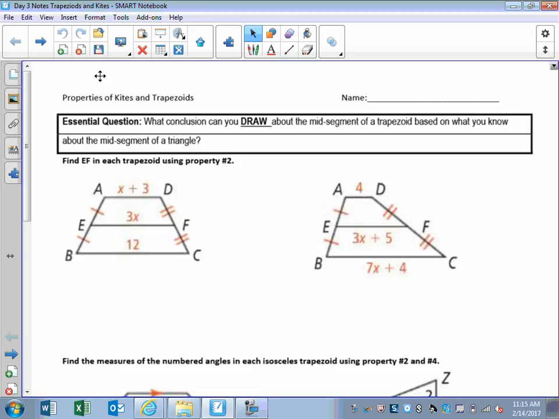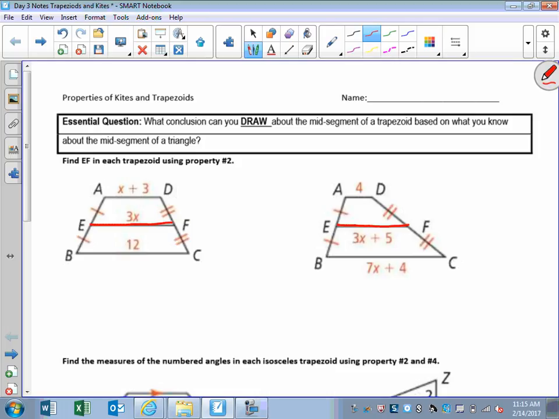Today we're going to be talking about kites and trapezoids. We'll be using the properties from your property sheet to set up the problem, so you're going to need to be looking at that if you want to figure out how we're actually setting up the equations. But if we look at the first two, it's asking us to find EF, which is the mid-segment.